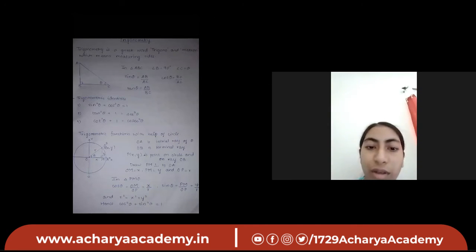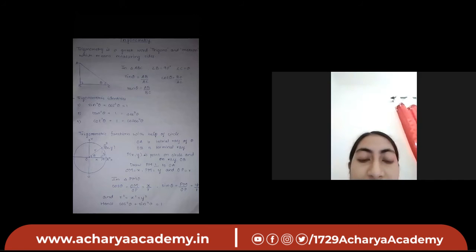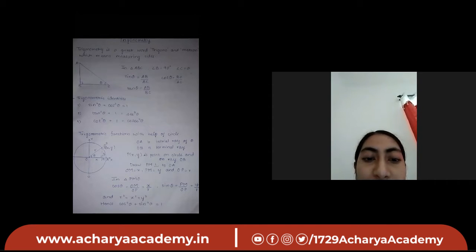Okay. So here you can see in the figure OM is considered as x because it is the x coordinate of point P, and PM is considered as y because it is the y coordinate of point P. And r is obviously the hypotenuse of the triangle as it is a right angle triangle. So in the triangle PMO, cos theta is equal to adjacent side upon hypotenuse, which means OM upon OP, and sin theta is opposite side upon hypotenuse, which is PM upon OP.